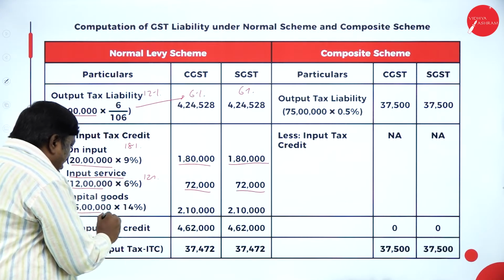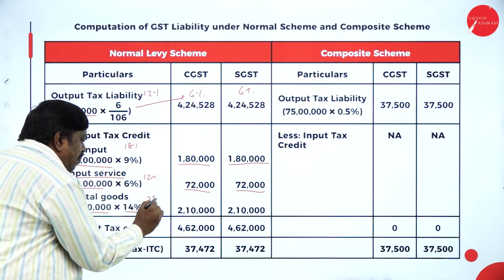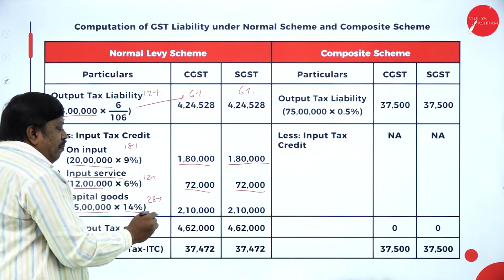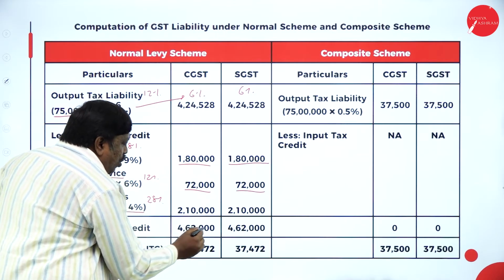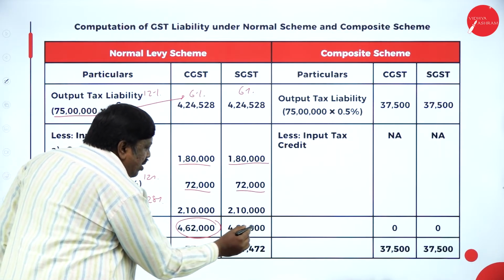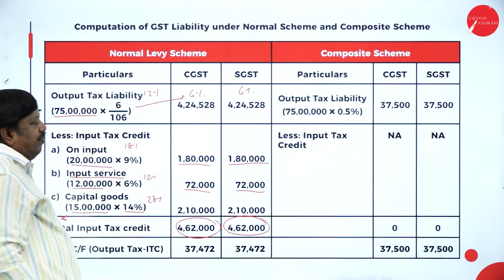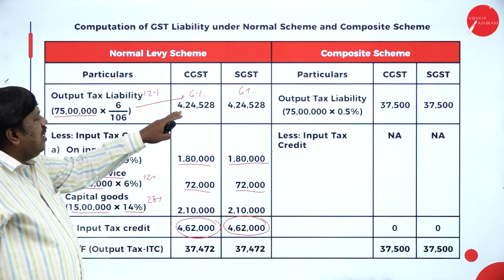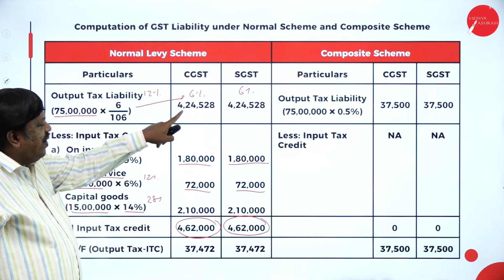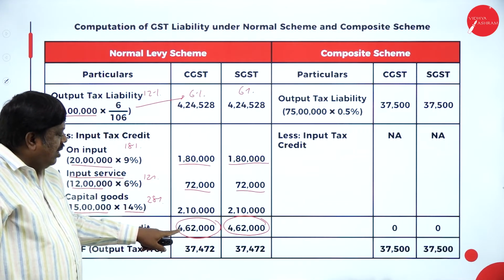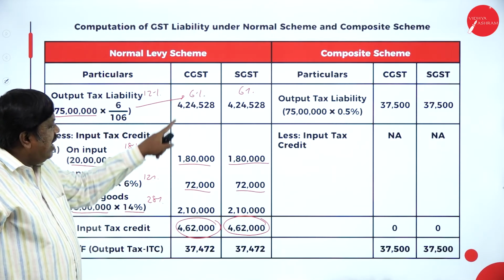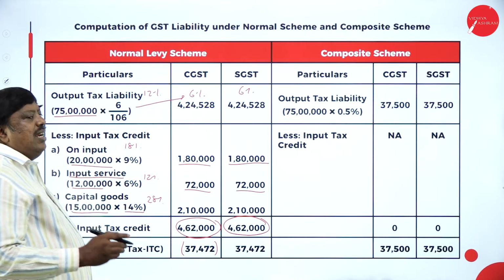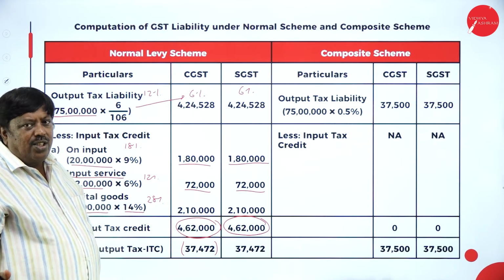On 15 lakhs, it is 28%, 14% for CGST and 14% for SGST. I have paid 2,10,000 and 2,10,000. In total I have paid 4,62,000. But the tax collected from the consumer was 4,24,528, and the tax I paid was 4,62,000. The difference amount is negative, which will be carried forward for the next upcoming transactions.